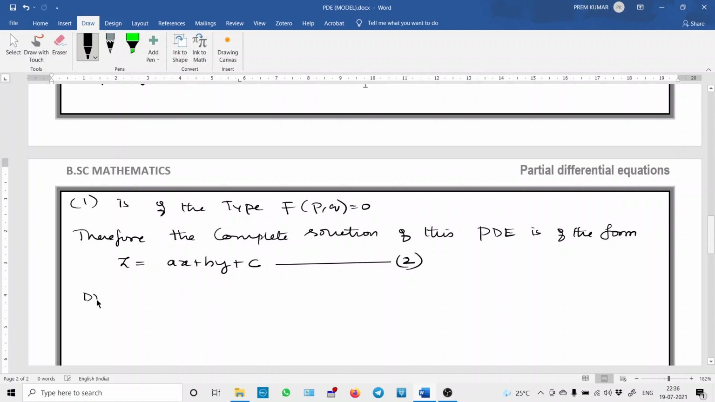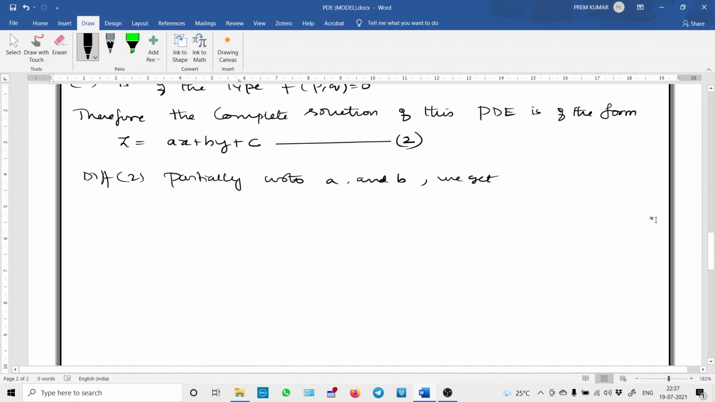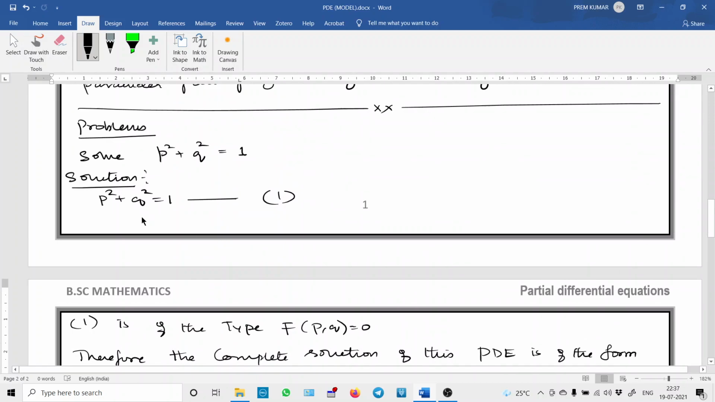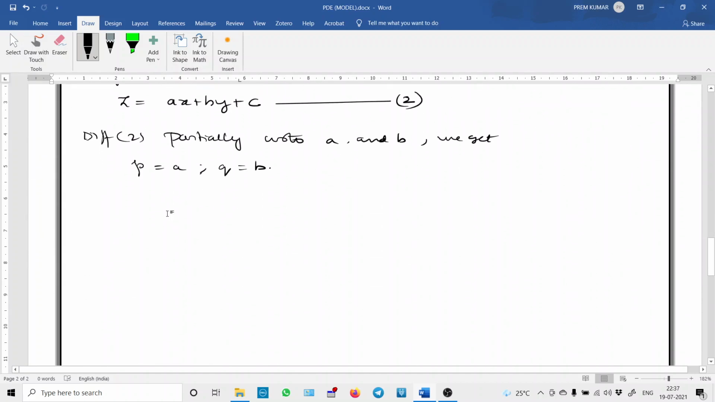Now differentiating partially with respect to a and b, as already discussed in the method, we get p equals a and q equals b. Therefore, we substitute in this first differential equation to get a relationship between a and b.